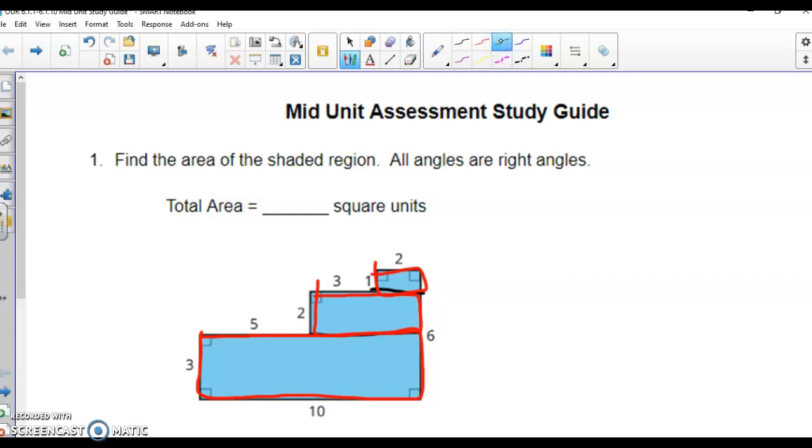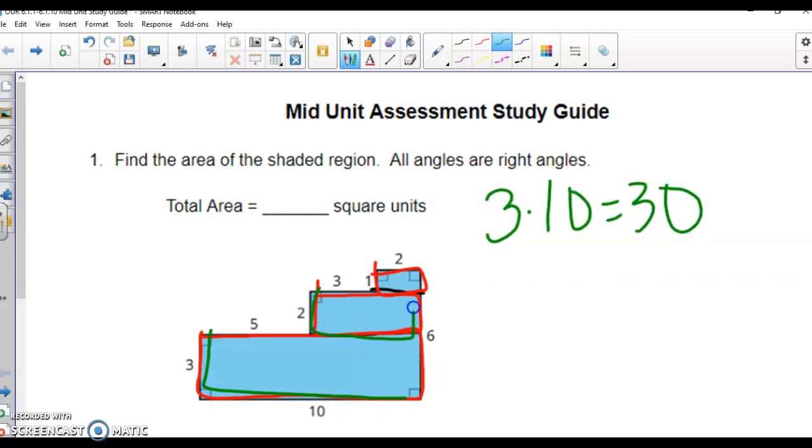Okay, so the bottom one, we did a 3 by 10, and that's 30. The middle one is a 2 by, and it doesn't really tell you, but you do have a 3 here and a 2 here. So add this together and you'll get 5. So a 2 by 5, and that's 10.